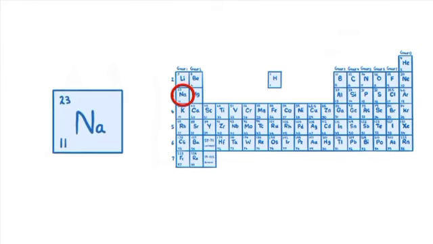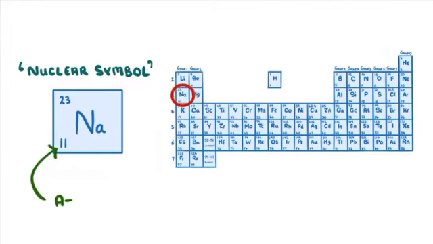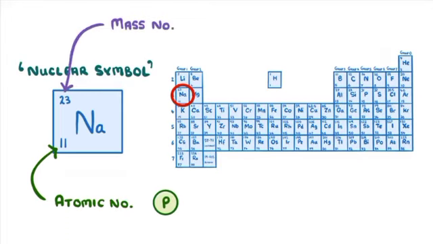Within each of these boxes is the nuclear symbol for that element, which has three components. On the right, we have the elemental symbol, which is the 1 or 2 letter symbol for that element, in this case Na, which stands for sodium. In the bottom left, we have the atomic number, which tells us how many protons the atoms of that element have. And in the top left, we have the mass number, which tells us the total number of protons and neutrons in that atom.